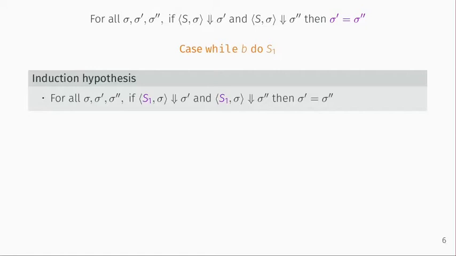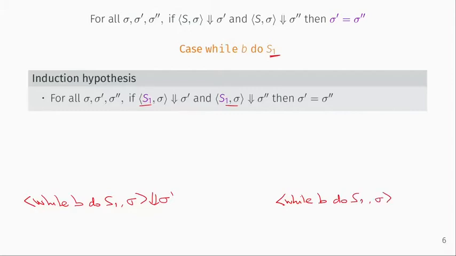Now let's move on to the case of while loops. This is the induction hypothesis, so we can assume that the property that we want to prove holds for the body of the loop, which is S1, right? So again, let's assume that we have a derivation of while b do S1 under sigma, which leads to sigma prime, and the same thing, while b do S1 sigma, which leads to sigma second.